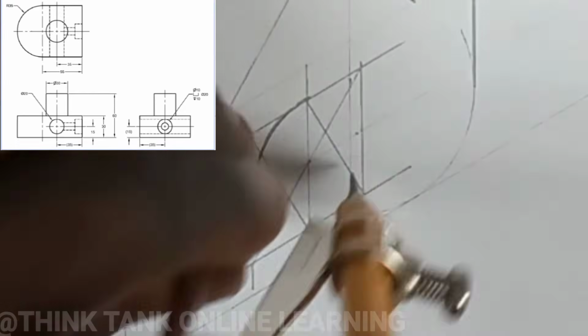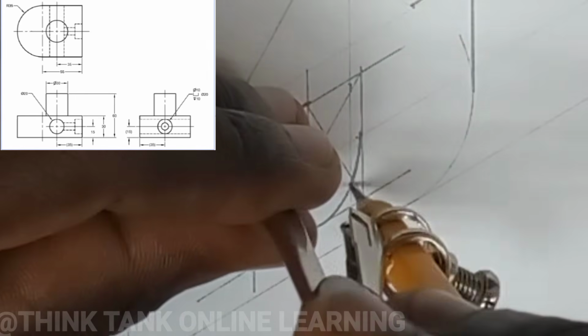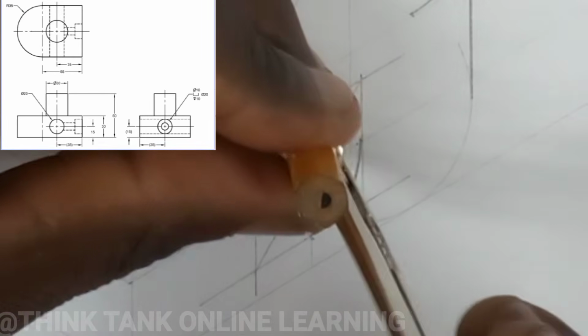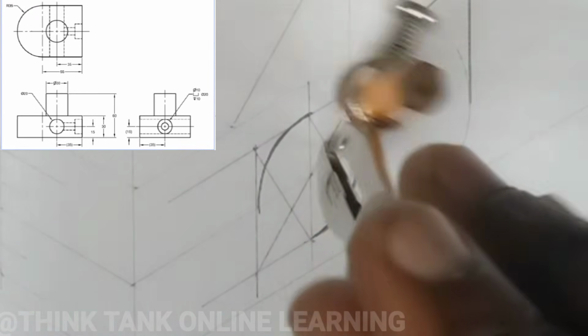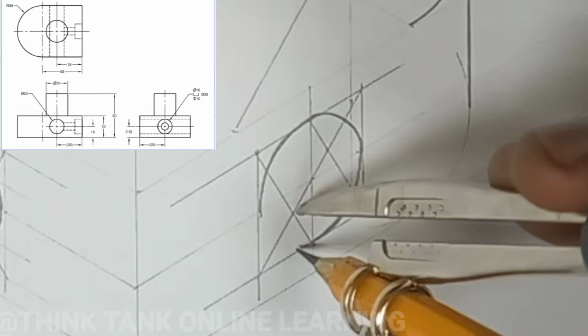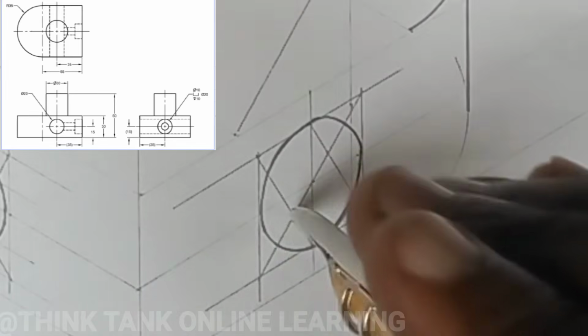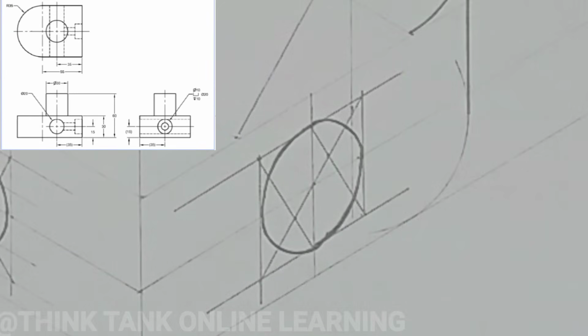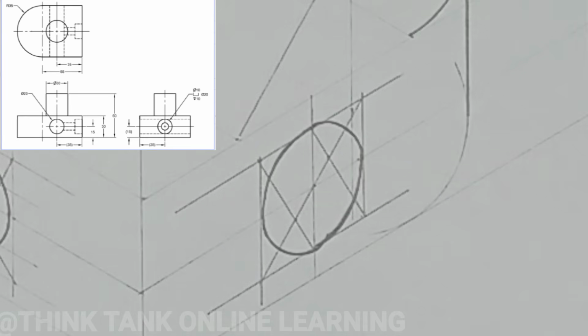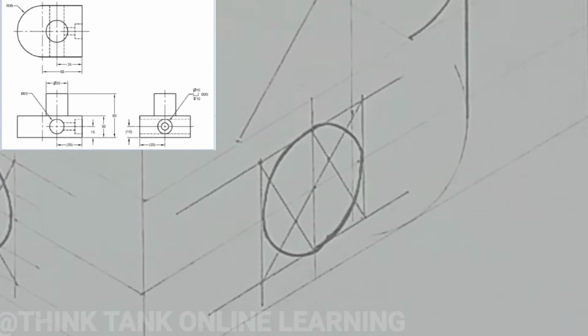Okay, sending here. Okay, this is the center point. Okay, so this is the center point. Okay, now we're good. Okay, now I want to draw the cylinder on top.